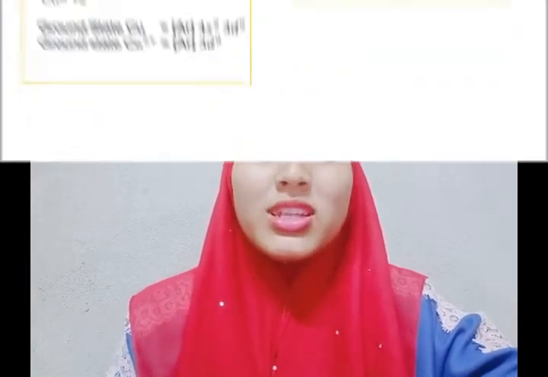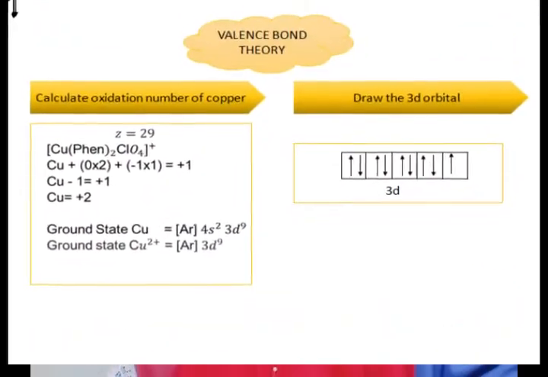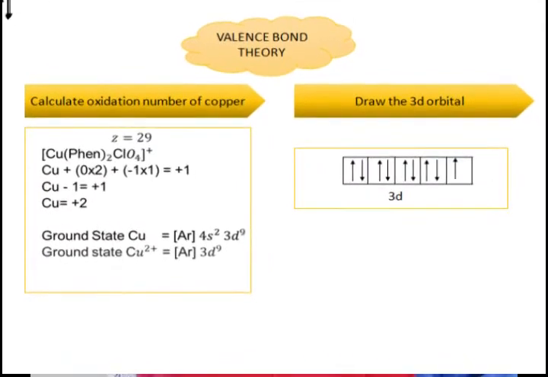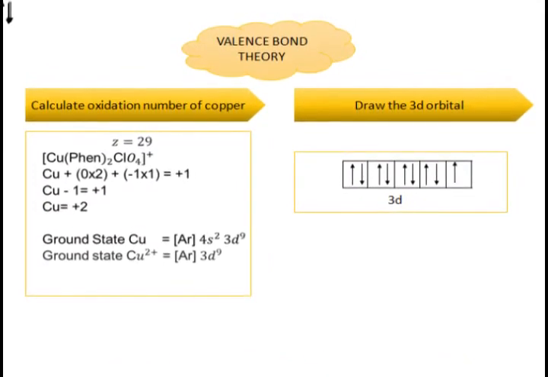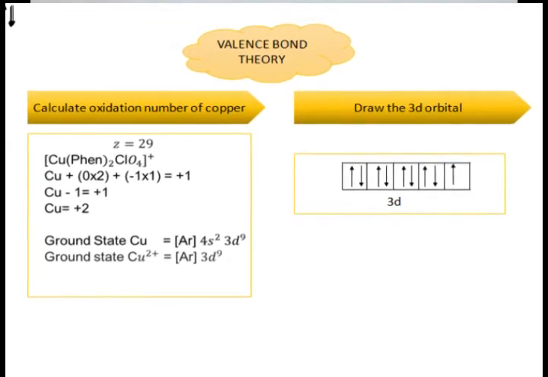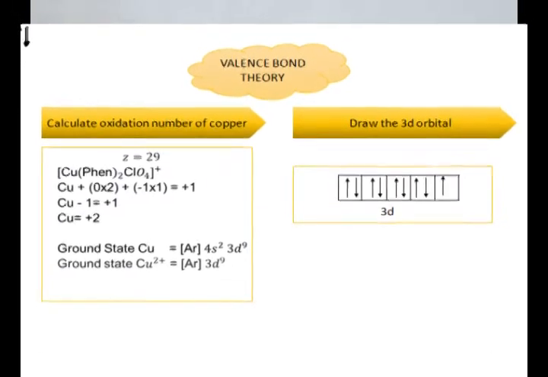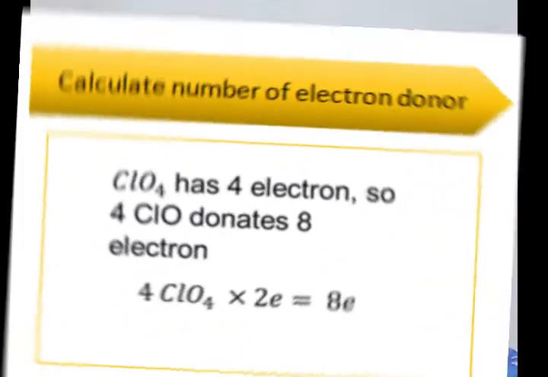In this part, I choose valence bond theory to discuss. So first, we need to calculate the oxidation number of copper. We know the proton number of copper is 29, so the oxidation number of copper is +2. Next, we need to draw the electron configuration of copper, which is argon 4s2 3d9, but for copper +2 is argon 3d9.